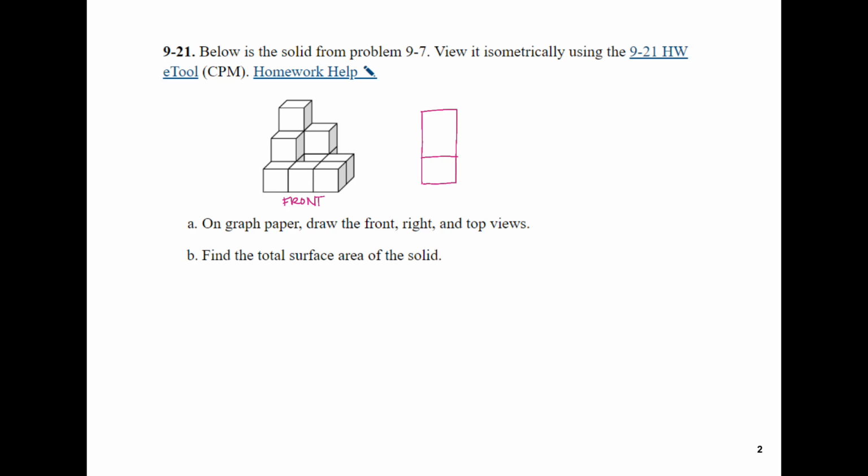So on the left-hand side, I see 3 blocks. Looking back, I see this block and this block, so I would see 2 blocks. And then on this front view, I see 1 block. So those were all my front views. When I draw my right view, I see 1 block in my first row on the left-hand side. I see 2 blocks in the middle. And I see 3 blocks on the end.